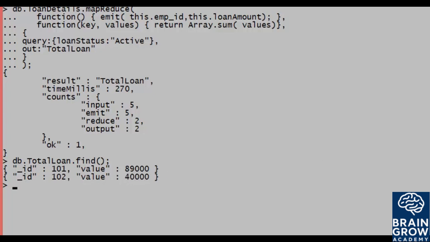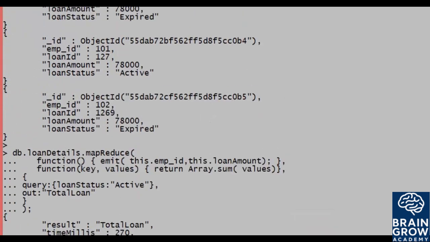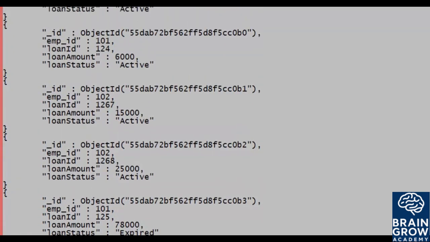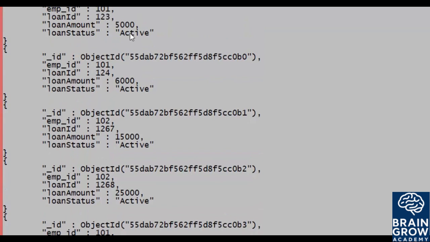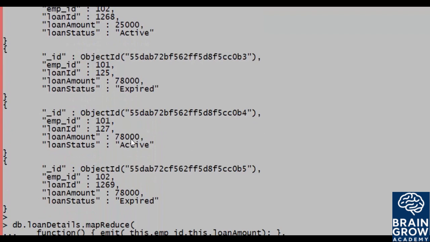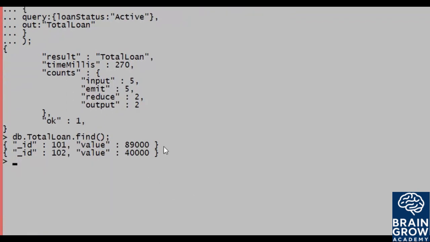So let's calculate manually how much active loan there is for 101. See here, active 5,000 and then 6,000, that's 11,000, and this one is also active. So 78,000 plus 11,000 is 89,000. See here, it is coming as 89,000.